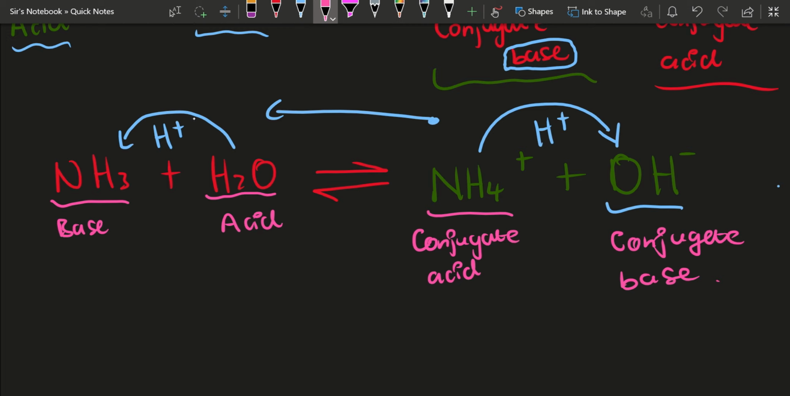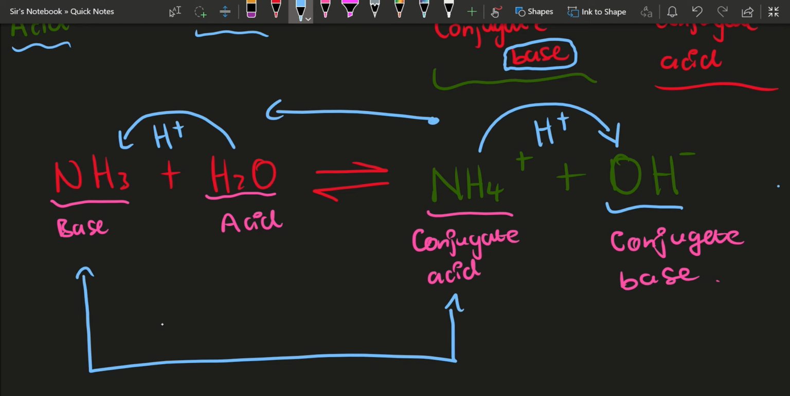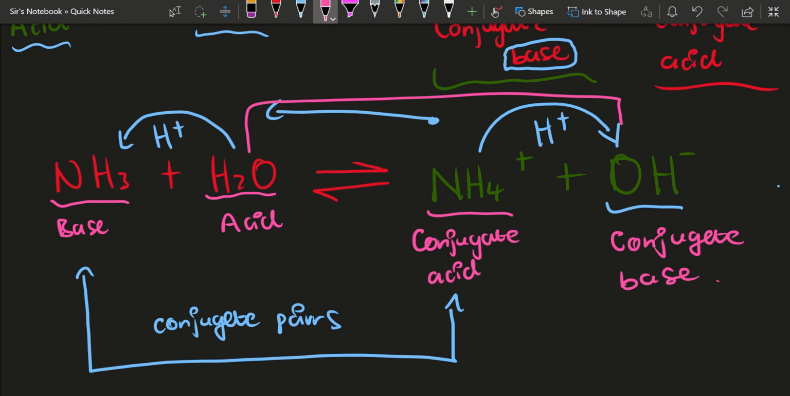Cool. So what have we seen now? We have seen that NH3 and NH4+ are what we call conjugate acid-base pairs, if you like. All right. Similarly, water and the hydroxide ion also form a conjugate pair. Okay, so that's conjugate acid-base pairs in a nutshell, right?